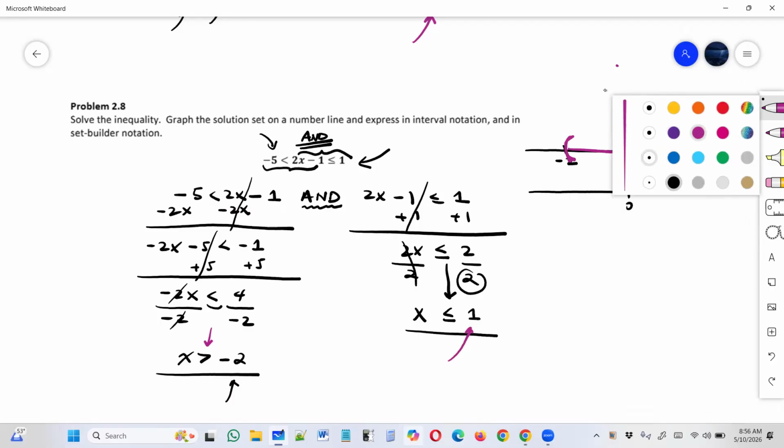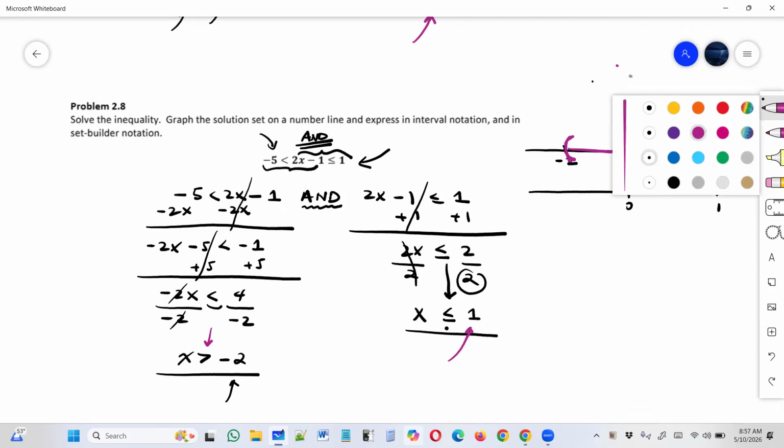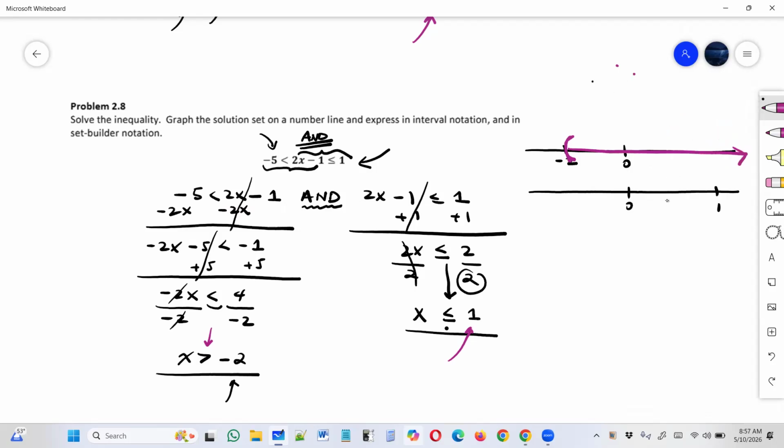Now let's do this one. I am going to plot the +1, which is here somewhere, and I'm going to shade it in the direction of the inequality, which is less than, which is to the left from here. And because of the equal sign, there is a bracket here. So going that way. Now remember, this is AND.